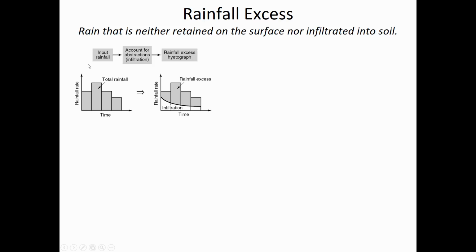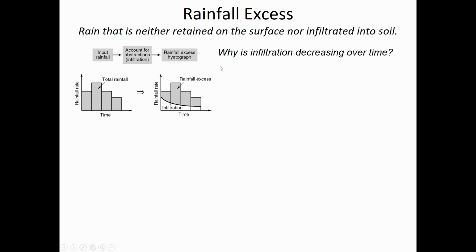Okay, so we start with a rainfall hydrograph, and then we subtract out the infiltration. We also consider other abstractions, like the wetting of plants and the wetting of surfaces, and then we have some idea of what the rainfall excess is.